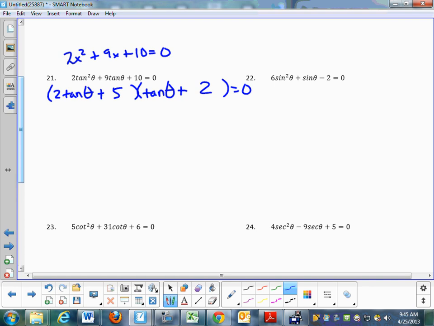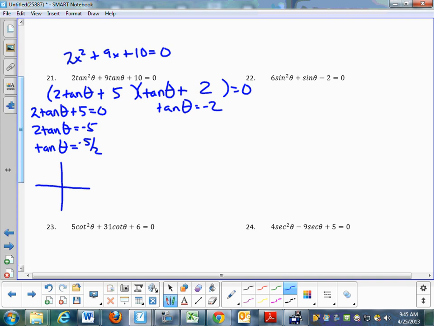Now you just solve them separately. So we've got 2 tangent of theta plus 5 is equal to 0. So 2 tangent of theta is equal to negative 5. Tangent of theta is equal to negative 5 halves. Tangent can achieve positive and negative values bigger than or smaller than 1 or negative 1. And then over here, we got tangent of theta is equal to negative 2. So which quadrants are you working in if they're both negative? They're both in the second and fourth. So you got 2 sets that are in the second and the fourth.